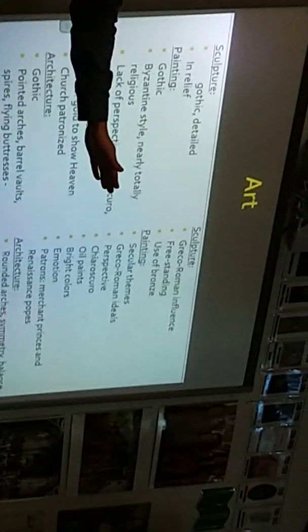One thing I left off on the one that has the 2 columns for art. The left column is for the medieval times. The right column is Renaissance.